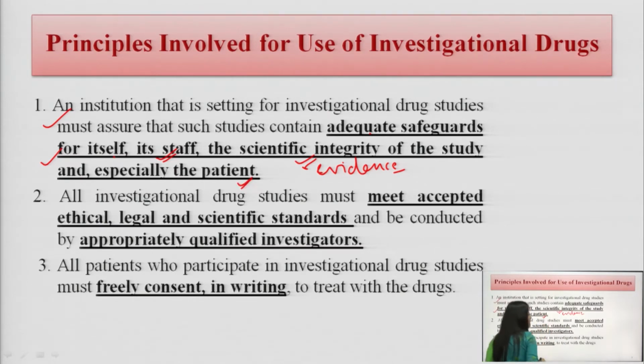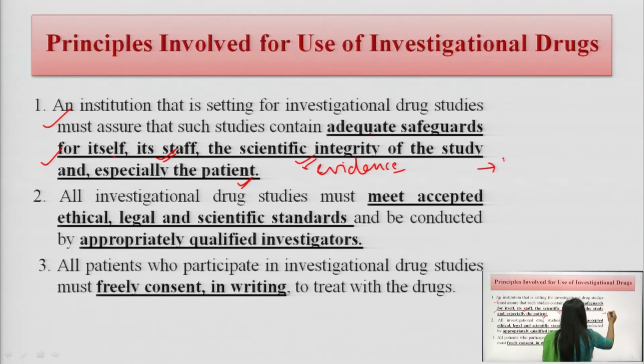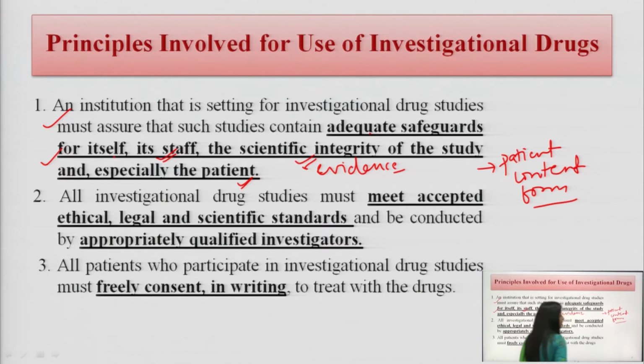So to maintain the integrity of the patient, what is the institute doing? They are going with a concept called the patient consent form. Without it, the patient can't participate in the trial. So this is the patient consent form, under safeguarding the patients.